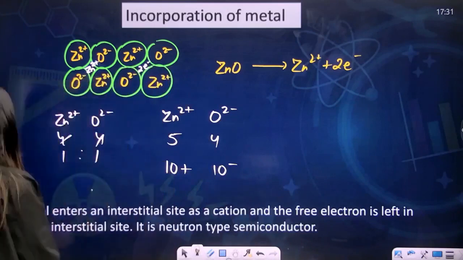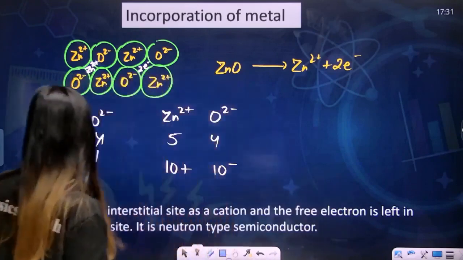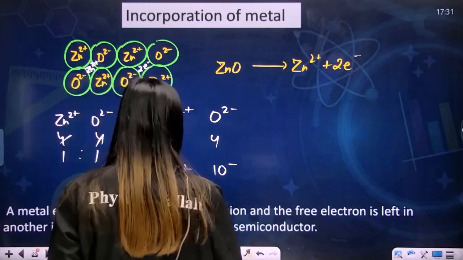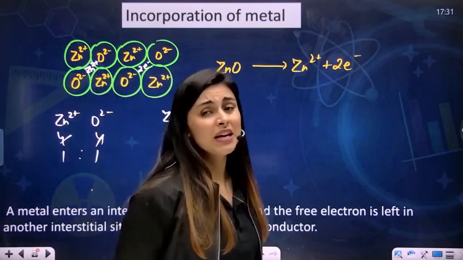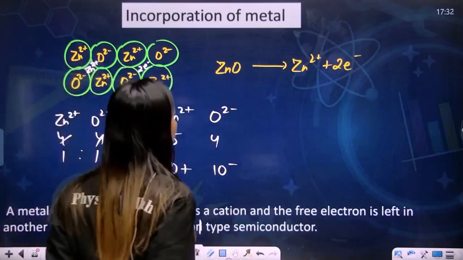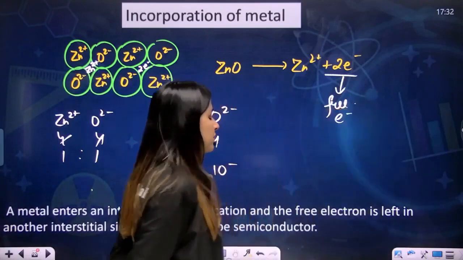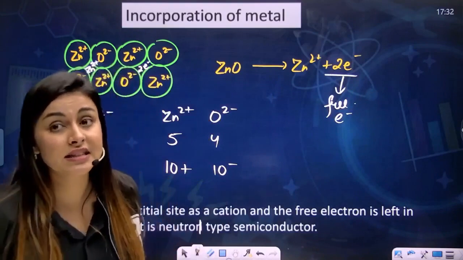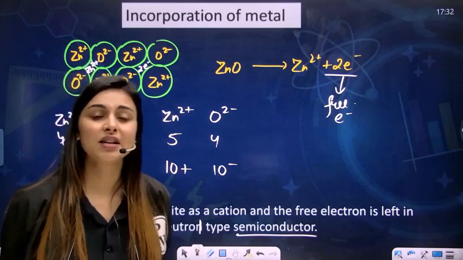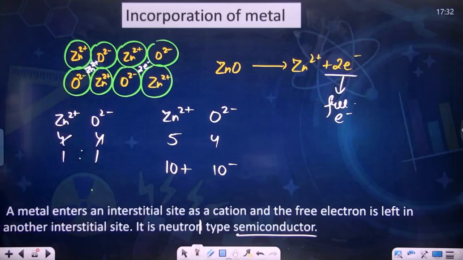defect. Okay, so it is written that a metal enters at the interstitial site as a cation, and the free electrons are left in another interstitial site. It is a neutral type of semiconductor. Okay, because it has free electrons, so it can conduct electricity, and that is the reason we are calling it a semiconductor. And since it has free electrons, it is known as an N type of semiconductor as well. Okay, yes, I hope you're clear with this. You can write it down and then we'll move forward.